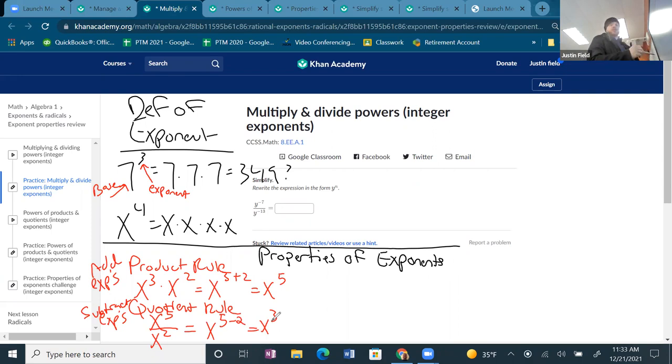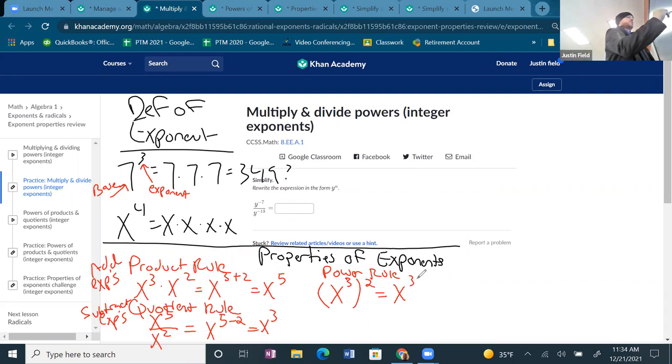And then there is a third rule. There's actually, we're going to do 4. The third rule is called the power rule. And that is, what if we have an exponential term and then we're raising that to an exponent? Wouldn't that be crazy? And what we do there is we multiply the exponents. Okay, so there is a time when we multiply the exponents, and that's where it is.